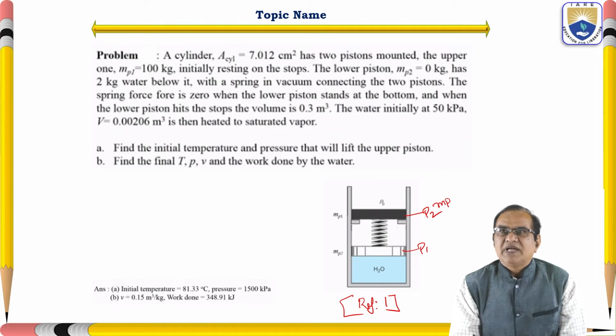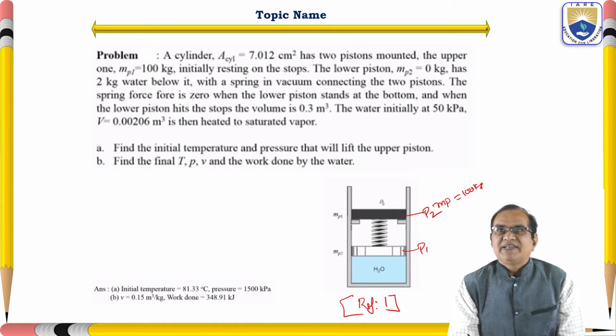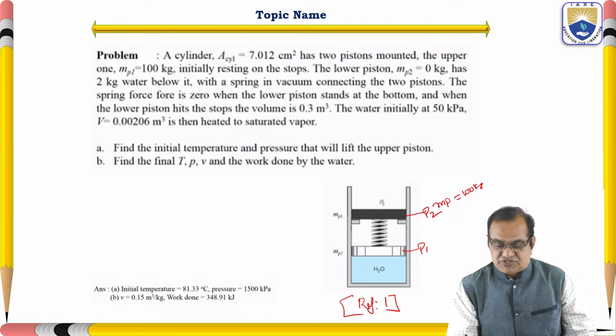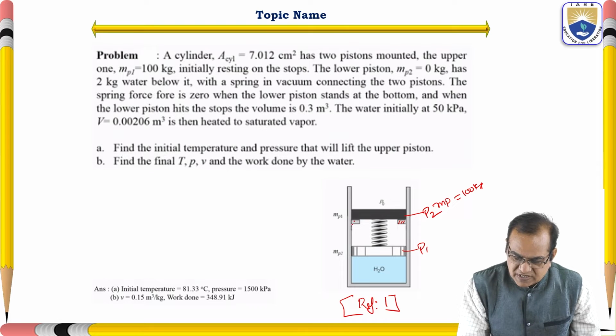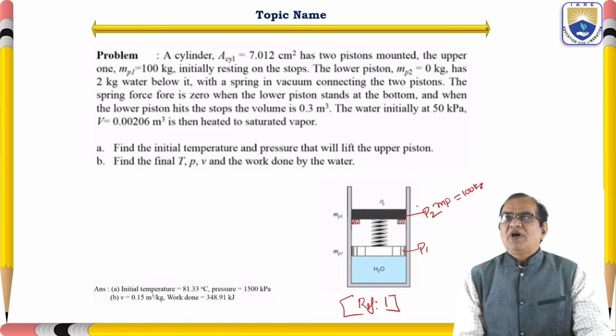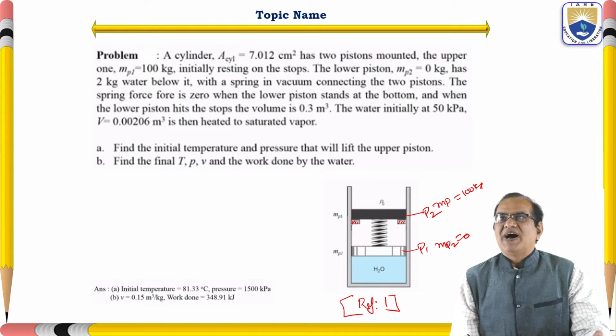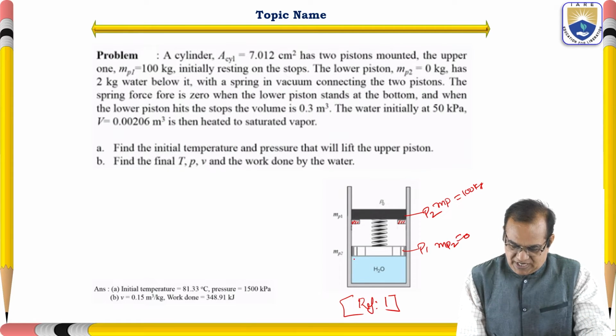The upper one, MP1, is 100 kg, initially resting on the stop. So this is the stop here, and this is resting on this. The lower piston, MP2, is equal to 0, massless. It has 2 kg water below it. So here this is the system, and the mass of this water is 2 kg. It is given.